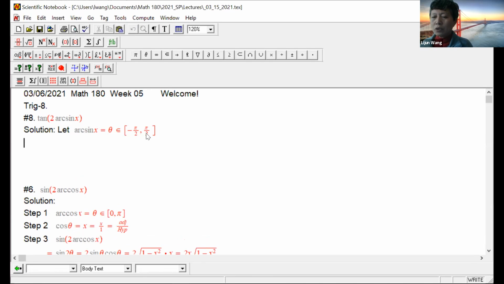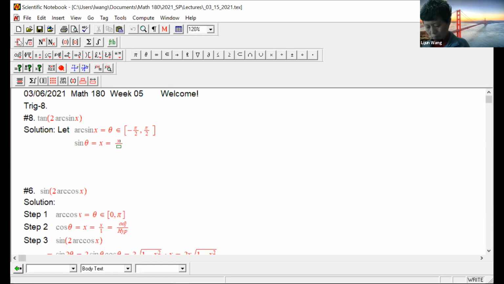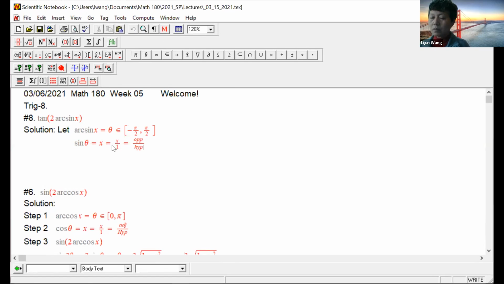Okay. So you know the terminal of this angle is either in the first quadrant or the fourth quadrant, right? Either the first or the fourth. So we know that sine theta is equal to x, right? You can think of the definition as x over 1, the opposite side over hypotenuse, right? But you don't need to show this. No need to show.